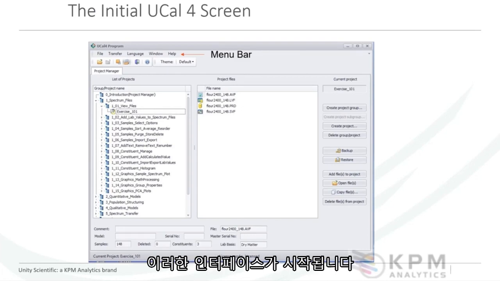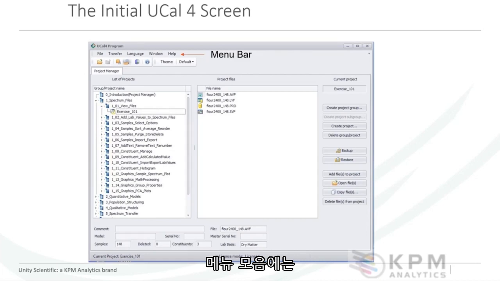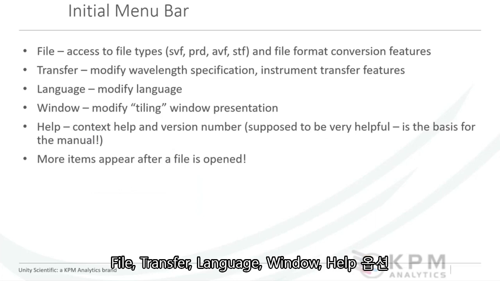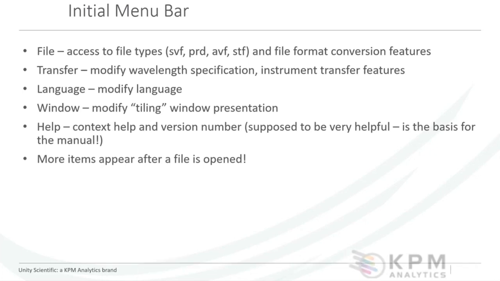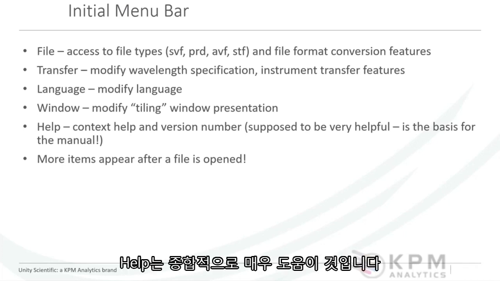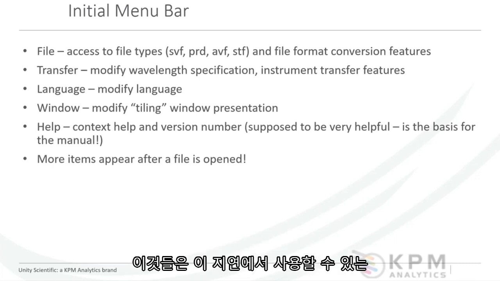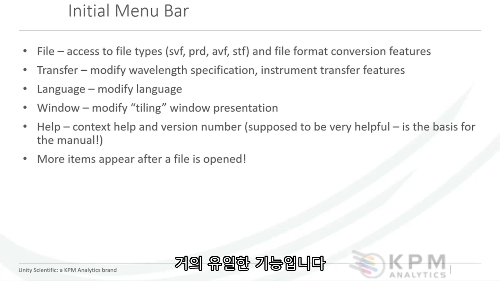This is the initial UCAL4 screen. You can see up the top, the menu bar has just got a couple of options in there. The options are listed here: file, transfer, and then some Windows tiling options, language, things like that, a help function. By the way, I should have noted this earlier, but the help was done, and I didn't do this, I can't take credit for it, but I think it's done very comprehensively and very well. So I would encourage everybody to access the help when you have questions. So you've got the help, and those are pretty much the only functions that are available initially.